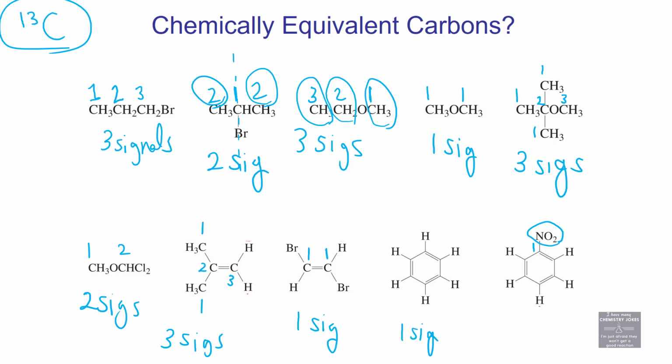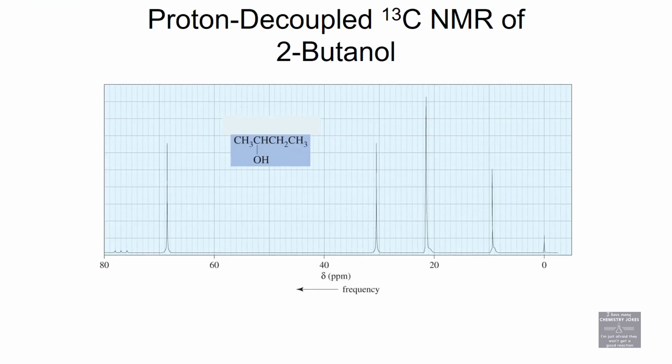That makes this carbon unique because it's connected to the nitro. These carbons are a little bit distanced from the nitro, but still affected by the nitro. These are further distanced from the nitro, but still affected. And this one is all the way across the ring, probably still affected. This one would show me 4 signals because of symmetry down the middle of that ring. That's why those and those are the same, but 1 and 4 are different. Cool enough? Okay. So we understand chemically equivalent.